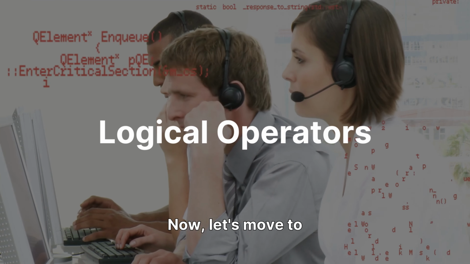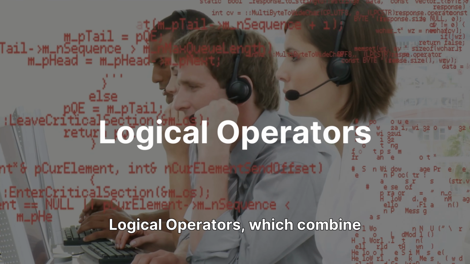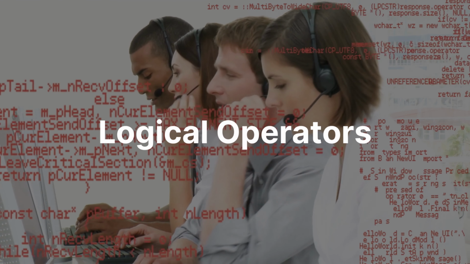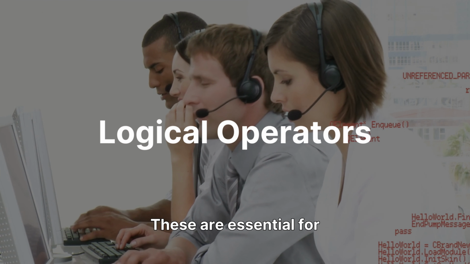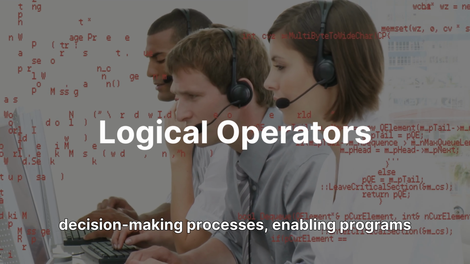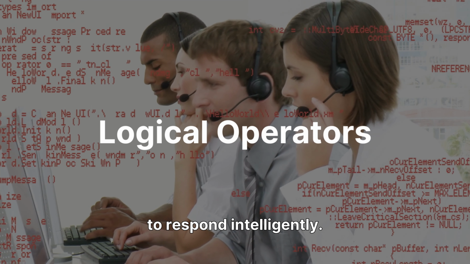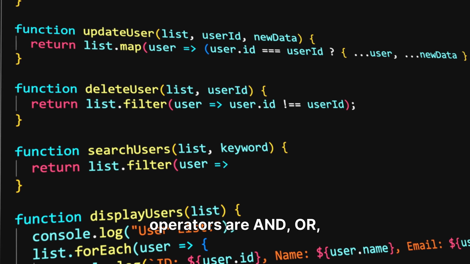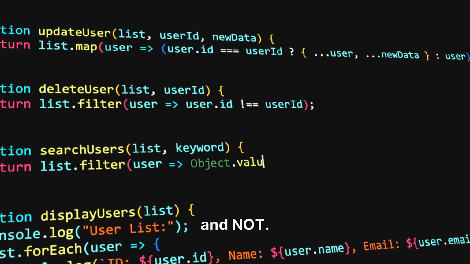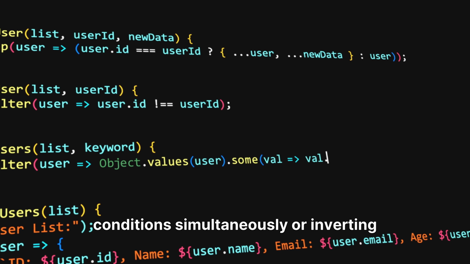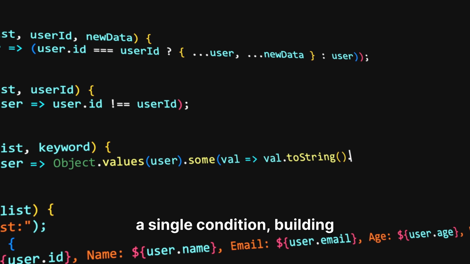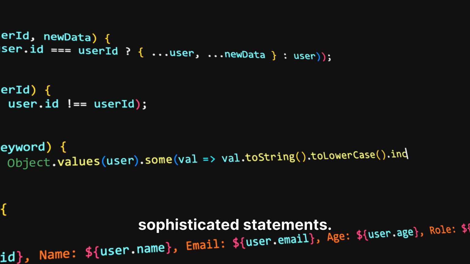Now, let's move to logical operators, which combine or modify Boolean expressions, allowing you to create more complex conditions. These are essential for decision-making processes, enabling programs to respond intelligently. The three primary logical operators are AND, OR, and NOT. Each plays a unique role in evaluating multiple conditions simultaneously or inverting a single condition, building sophisticated statements.